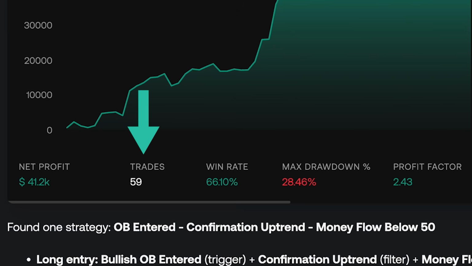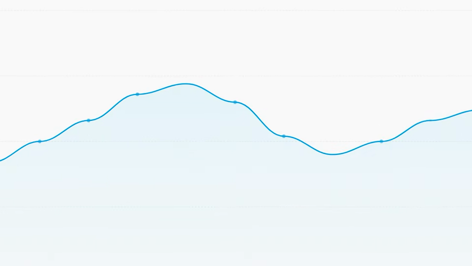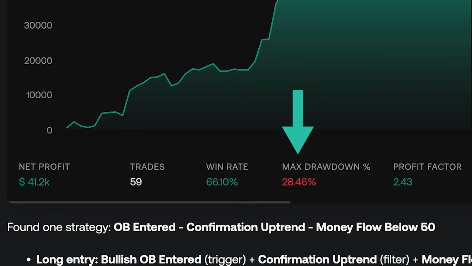The trades is the total number of trades taken. More trades typically means the more reliable the strategy. The win rate tells you how often the strategy wins. But remember, this is just one of several metrics. A high win rate alone doesn't always guarantee a strong strategy. The max drawdown measures the largest peak-to-trough loss during the strategy's performance. Lower is generally better. Anything under 30% is considered quite manageable.